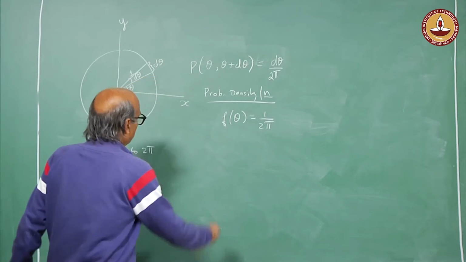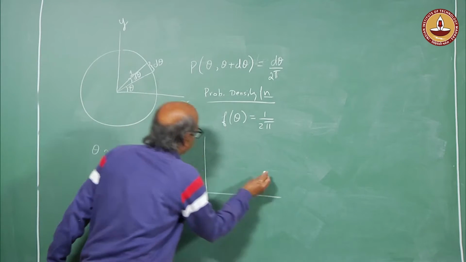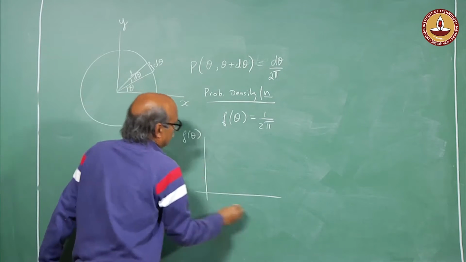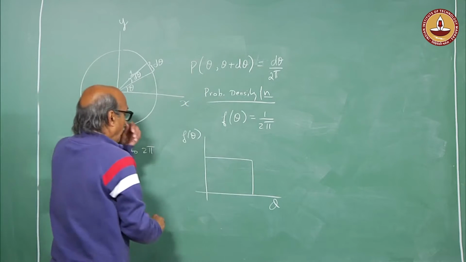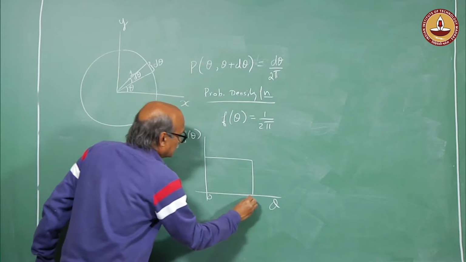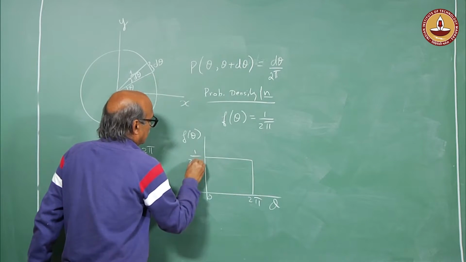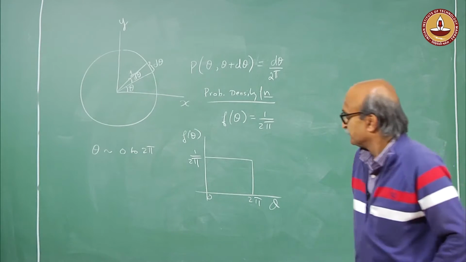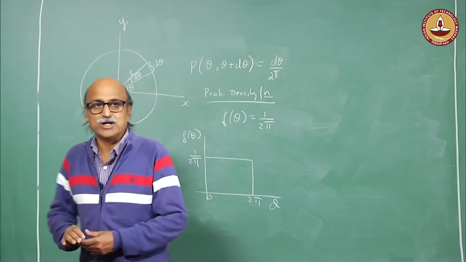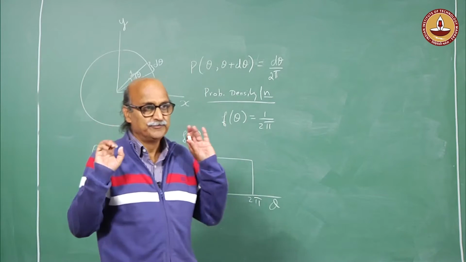So, if I were to look at the density function, it would be this: this is 0, this is 2 pi and this is 1 upon 2 pi. Okay. So, in 2 dimensions the case is very simple.